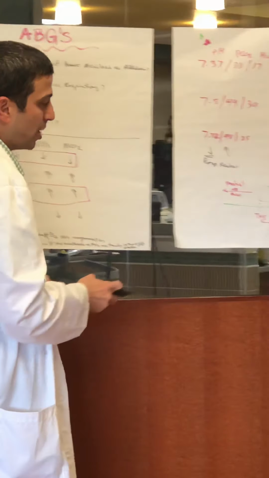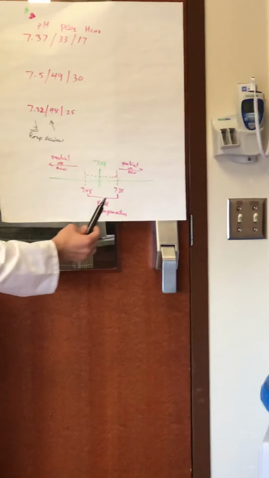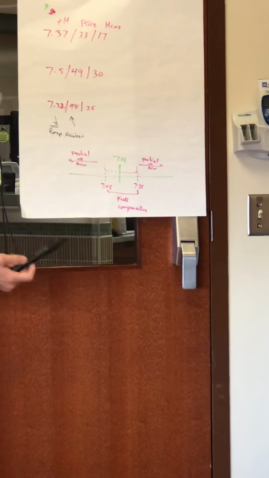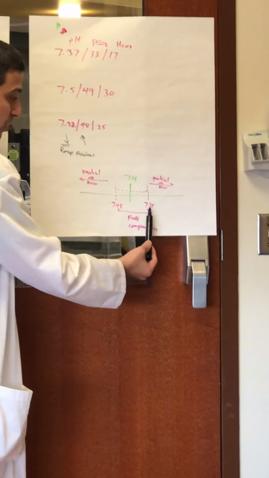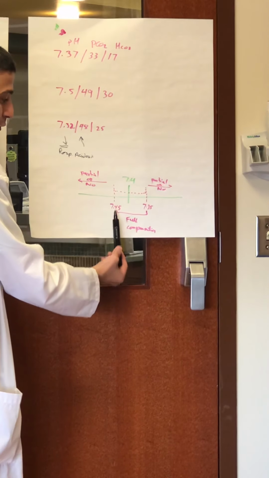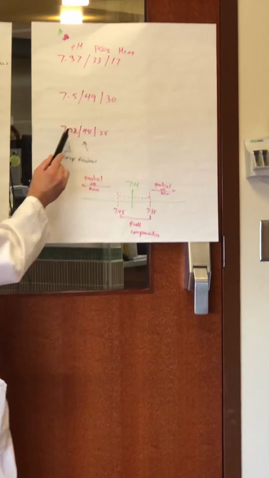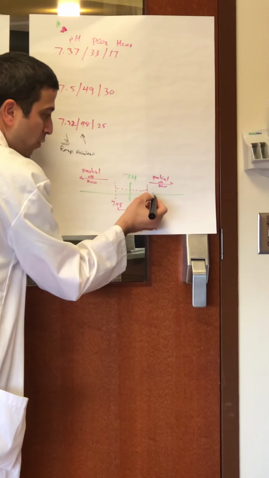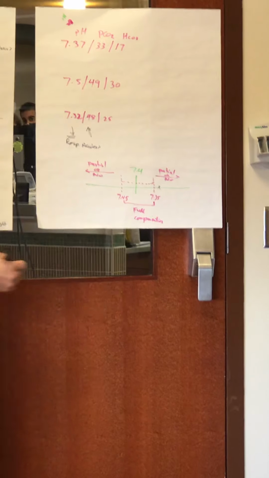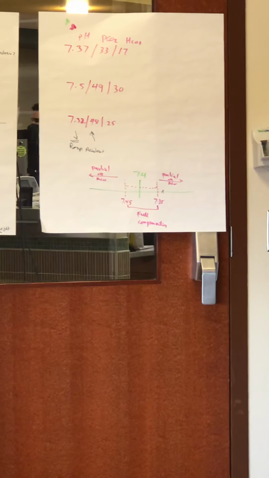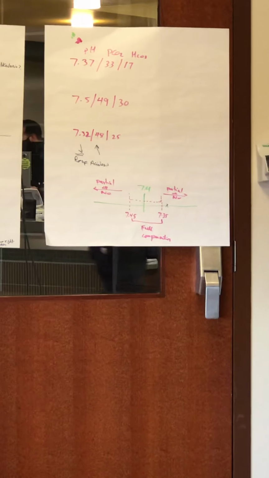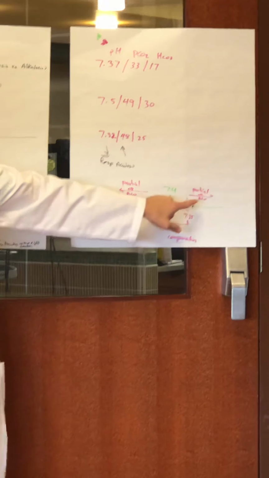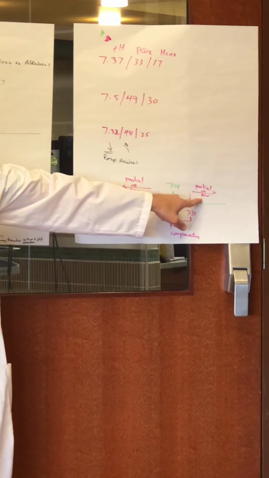And here I'd like to draw your attention to this little diagram here. If your pH is between 7.35 and 7.45, you have full compensation. But that's not the case here. This patient's pH is 7.32, so it's over here. Okay? So the question that I have right now, is it partial compensation or no compensation?